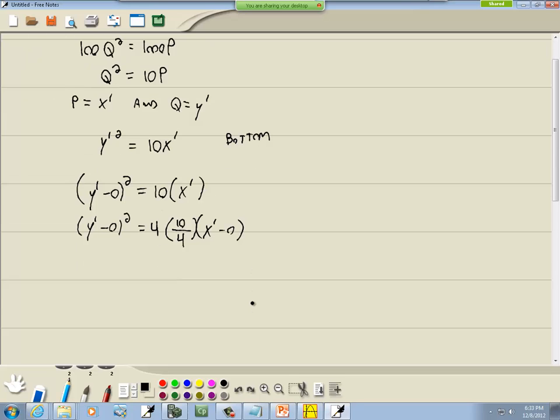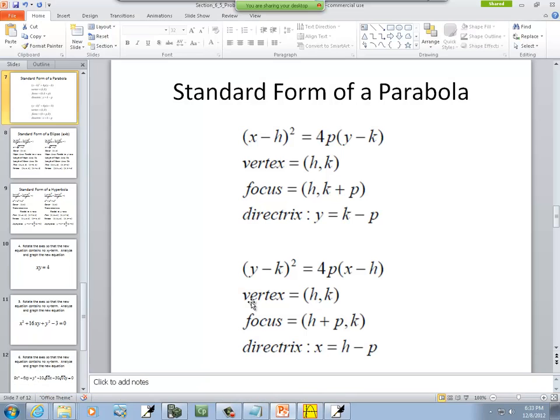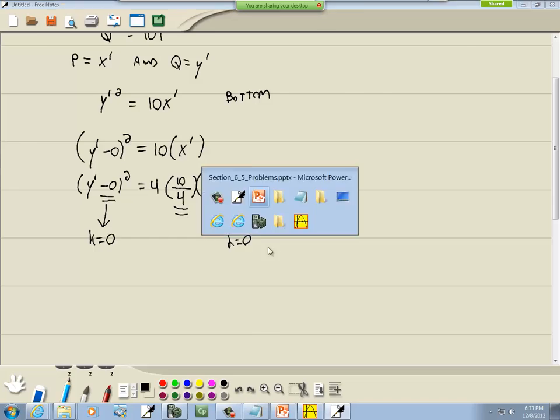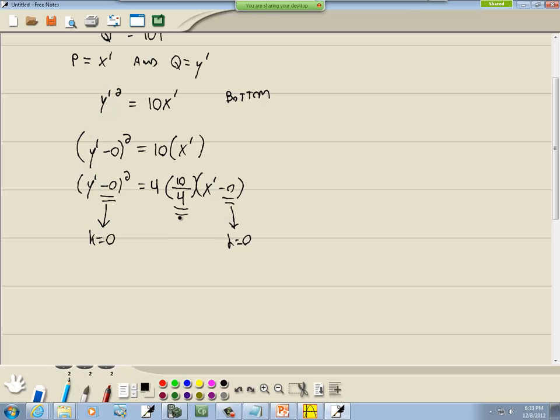So then, k would be here, and its opposite sign, but 0 again doesn't have a sign. This would be h, and its opposite sign, 0. And this would be our p, and it stays whatever sign it was. Now that reduces. 10/4 is 5/2.